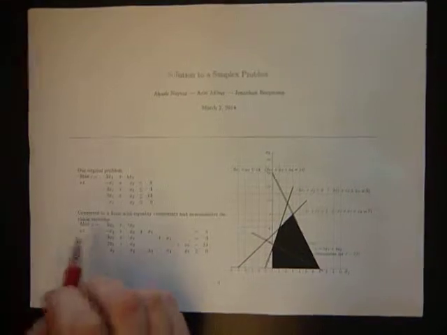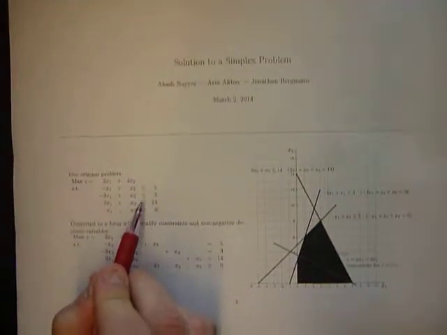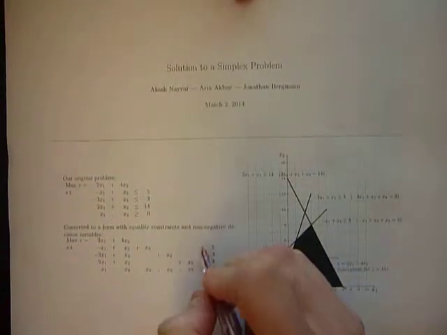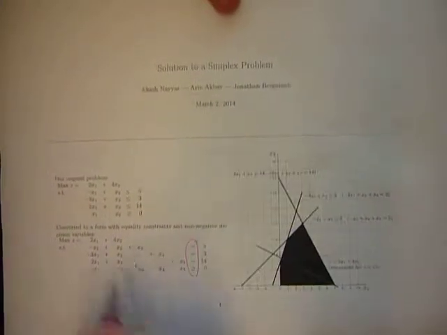The first thing that we want to do is put this into standard form by getting rid of these inequality constraints and making them equality constraints. Also, we want to add some slack variables here.